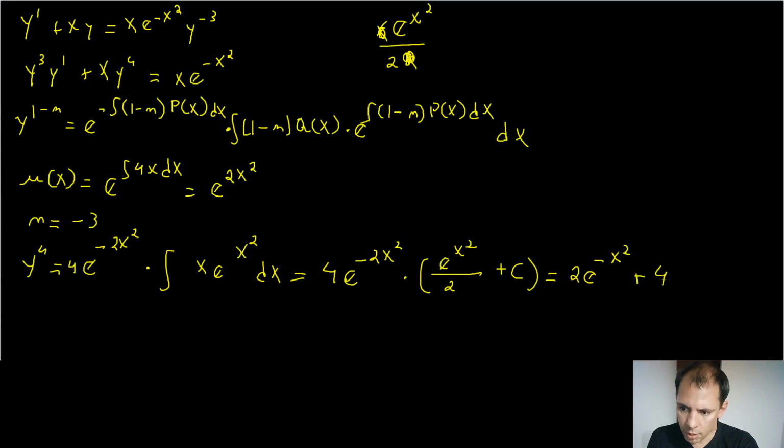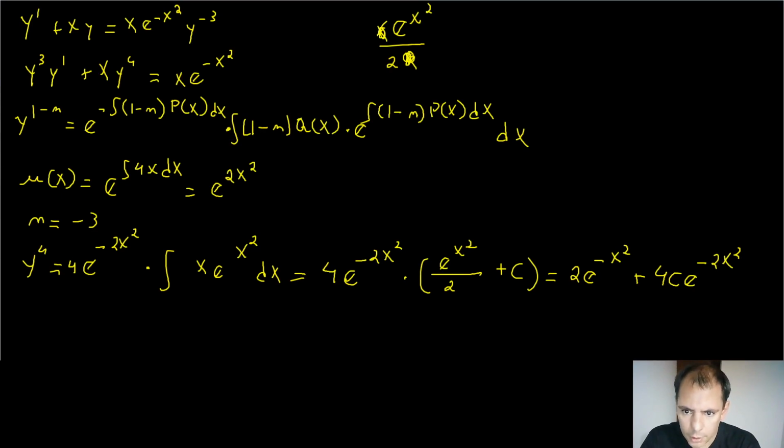Plus 4c, because this 4 is going to multiply with this c. But maybe the 4c is just going to become another c, but hey, I'm going to leave it there. 4c e to the minus 2x squared.